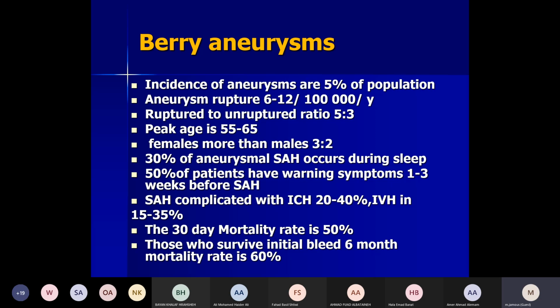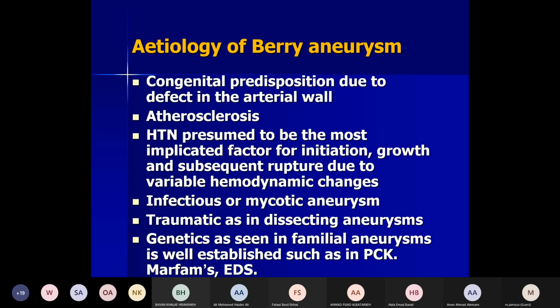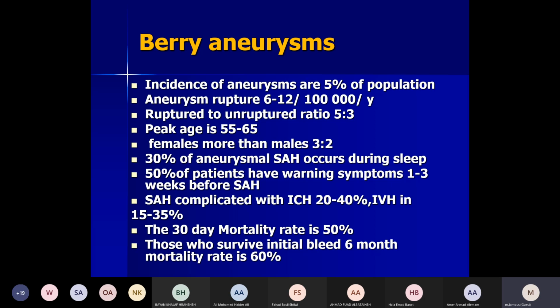So when we talk about aneurysm, the incidence, about 5% of the population have aneurysm. The rupture rate is about 6 to 12 per 100,000 per year. Rupture to unruptured is 5 to 3. The peak age is in the 5th and 6th decade, more common in female. And about 1/3 of the ruptures occurred during sleep.